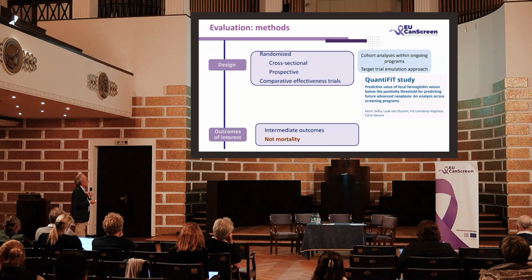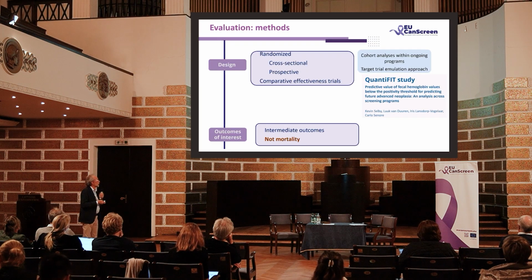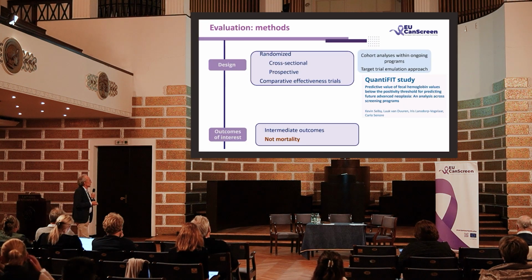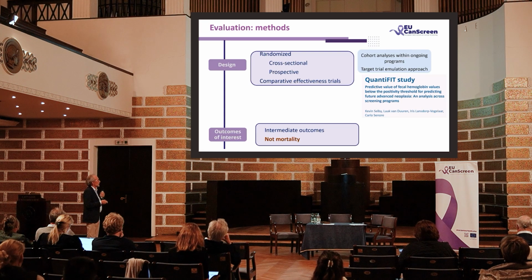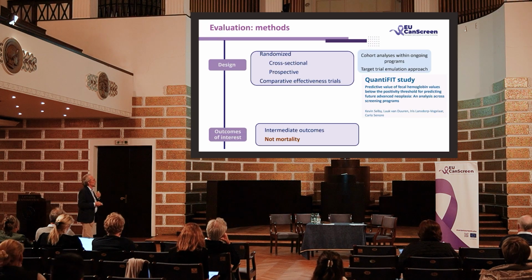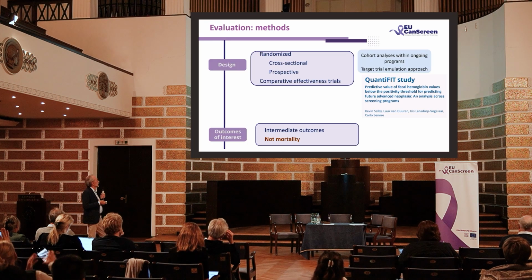In terms of the method we can use for the evaluation, generally the preferred design would be to run randomized, cross-sectional or prospective comparative effectiveness trials within ongoing programs. But we already have cohort analyses within ongoing programs, one of which is this quantified study, which is also ongoing in the context of EUCanScreen. There is also a target trial triangulation approach, which could be an option for analyzing observational data.